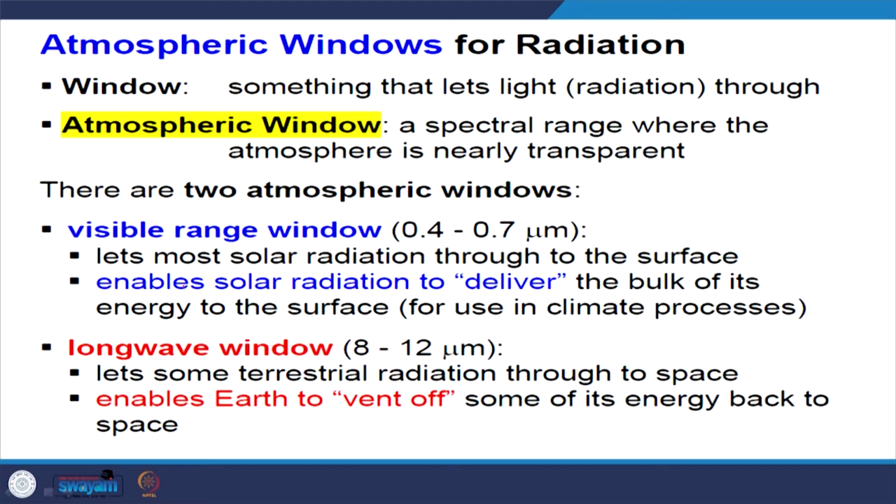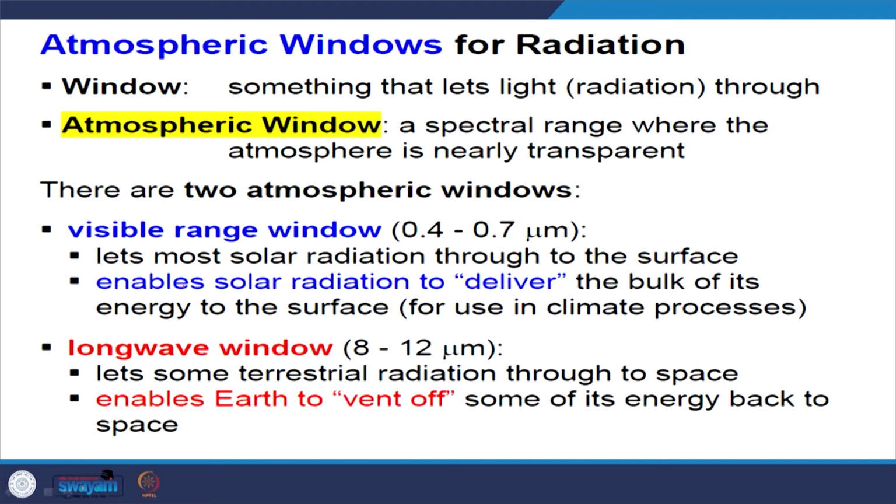So, in totality, you define a window as something that lets light or radiation pass through, just like the windows we have in our room. Windows are the ones which allow light to pass through into the room, right. An atmospheric window is simply defined as a spectral range over which the atmosphere is nearly transparent. So, the atmosphere is allowing the radiation to reach the surface.